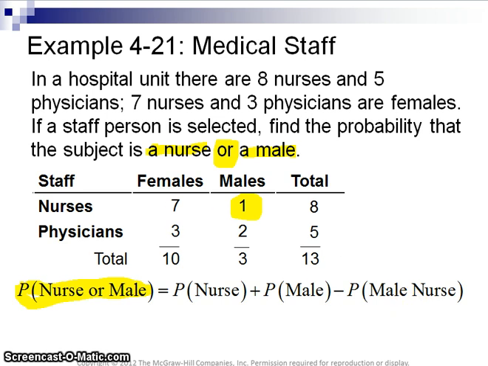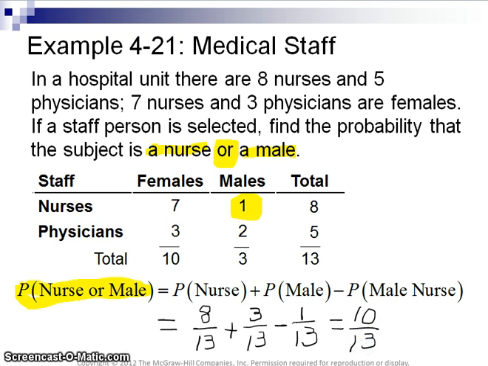So in this problem, get my pen back, the probability that the person chosen is a nurse, that would be 8/13, because we got 8 nurses out of 13 total employees. Probability of being a male, look down this column, we have 3 males out of 13, minus the probability that the person chosen is a male and a nurse, which is that one person out of 13. And our final answer for the problem is 10/13.